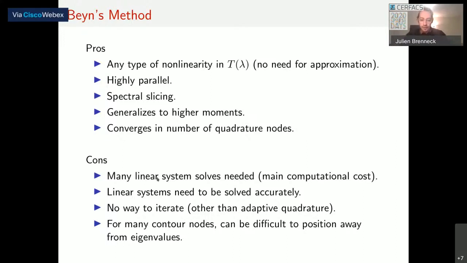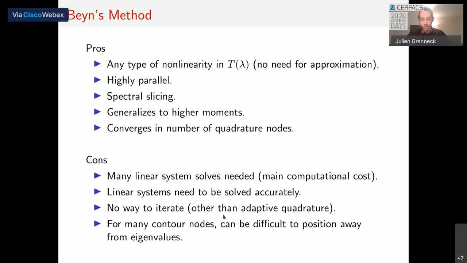The main drawbacks are that it can be very expensive. You have to solve maybe a few hundred of these linear systems of the size of the operator, and they need to be solved relatively accurately, to the accuracy of the solution that you want. And there's no way to necessarily iterate this method other than maybe an adaptive quadrature. But in general, you need to know how many nodes to start with.